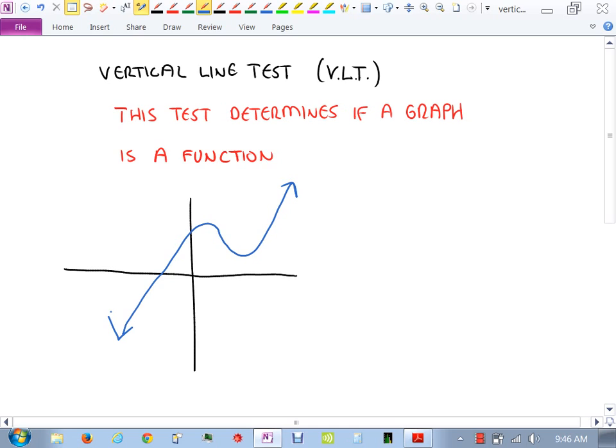So there's a graph. Question is, is that graph representative of a function? So what we do with the vertical line test is we draw vertical lines. And the rule is that any vertical line that you draw cannot hit the graph more than one time. So you see I drew that line, right? How many times did I hit it? One time. That's okay. I draw it again.